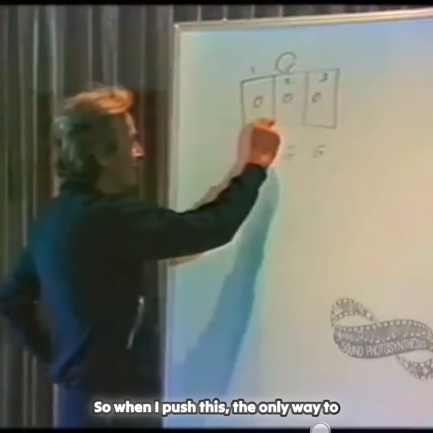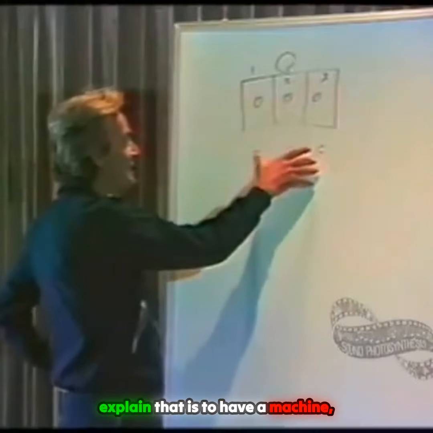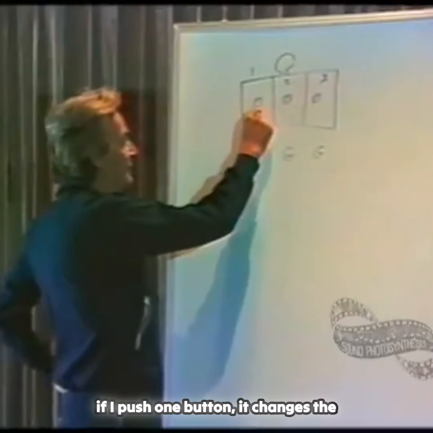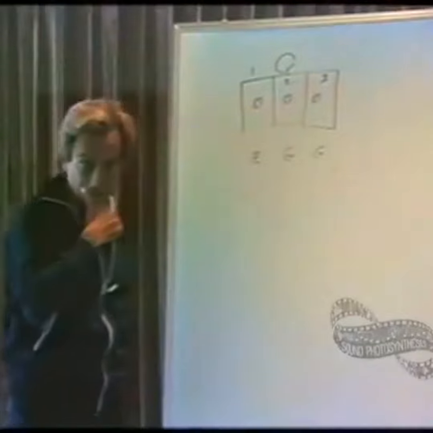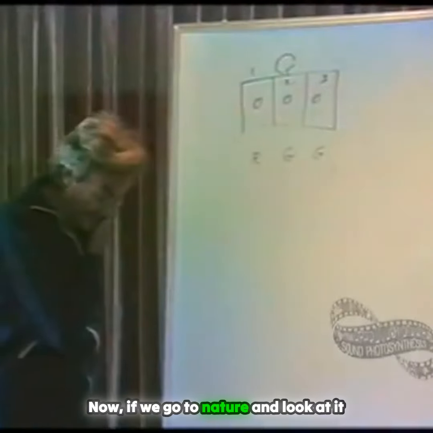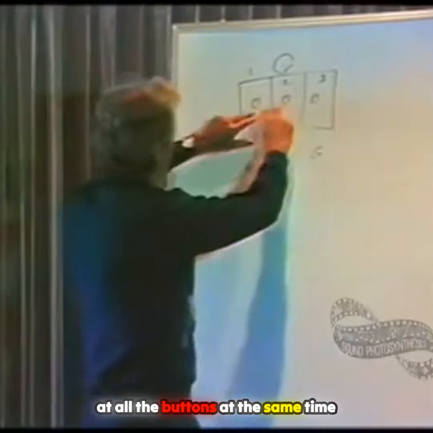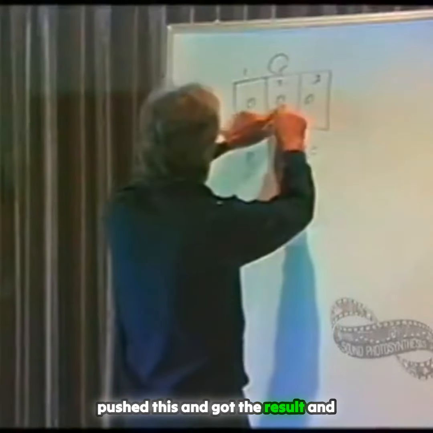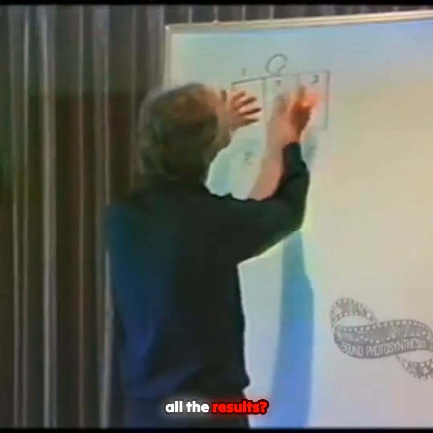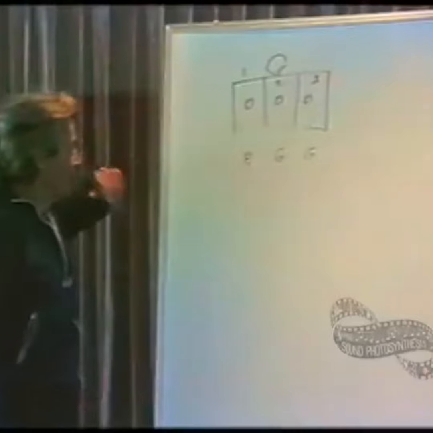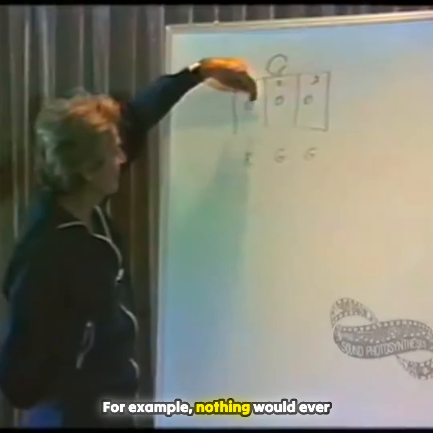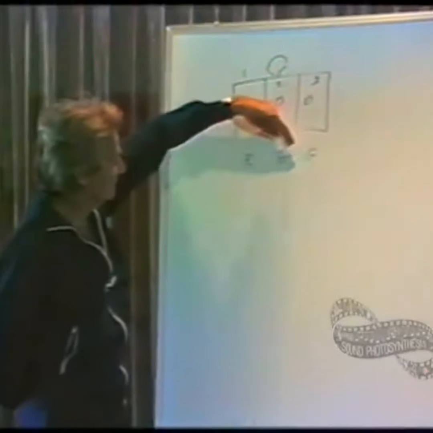So when I push this, the only way to explain that is to have a machine that if I push one button, it changes the ones underneath. Now, if we go to nature and look at it and say, well, what happens if I looked at all the buttons at the same time, that I pushed this and got the result and pushed that and found all the results will always repeat. For example, nothing would ever change, then I'd be in a pickle.